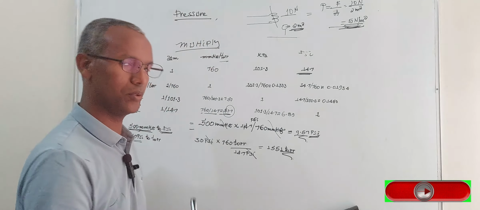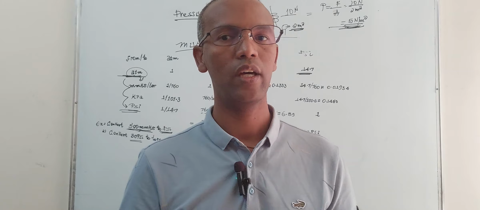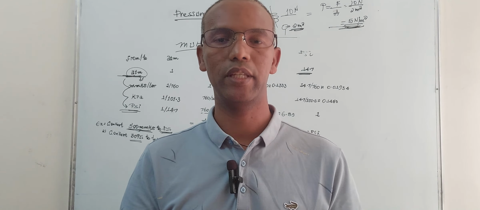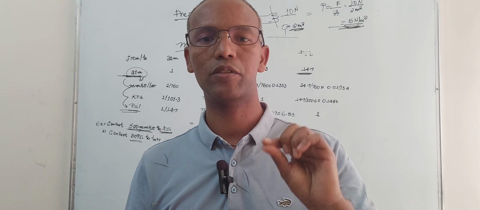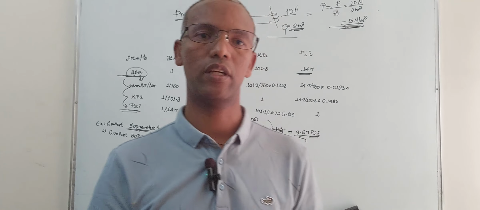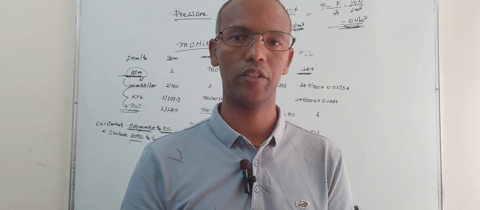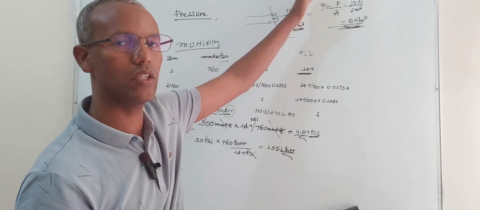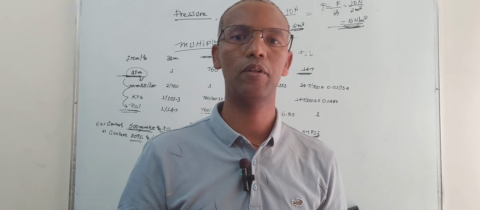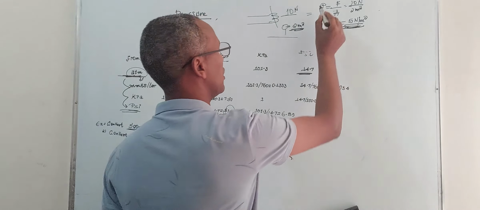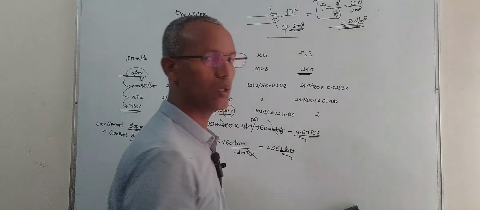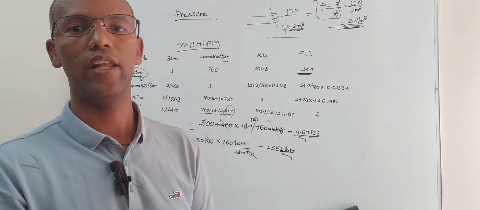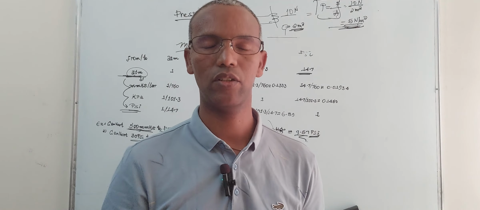To recall for you guys, like I said, the most important topic in fluid mechanics is pressure. Pressure means force per unit area. That's a basic definition of pressure. You can calculate it using this equation: force over area. This is a basic equation that will help you to calculate solid pressure. We will describe liquid pressure in the coming episode.